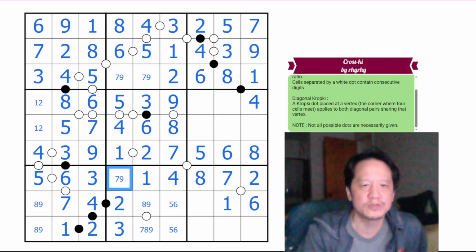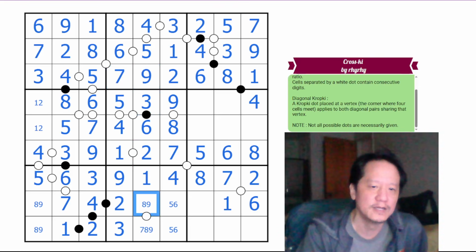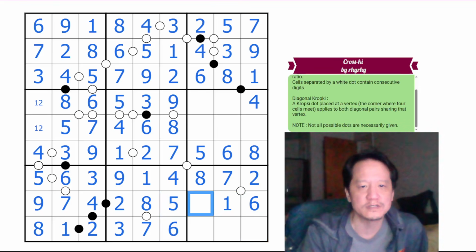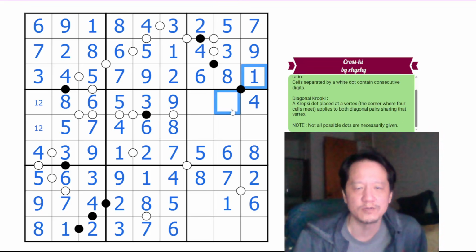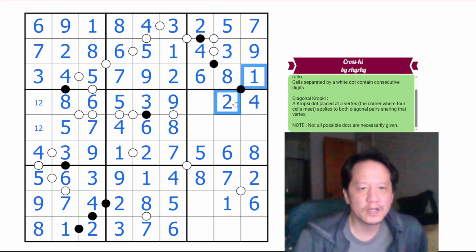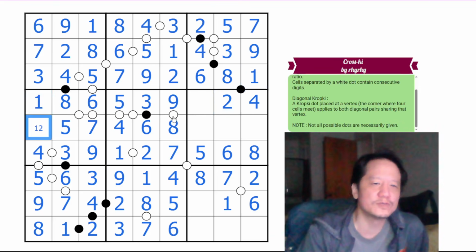Which means this can't be 7, that's 9. Which means this can't be 9, that's 7. Which means it can't be 7, that's 9. Which forces this to be 8, that to be 7. 8 eliminates 8 here, so it's 9 and 8. This 6 here eliminates 6 here, so it's 5 and 6. And the rest, well, this is 1 in a 1 to 2 ratio, so this must be 2. And 2 eliminates 2 here, so it's 1 and 2.